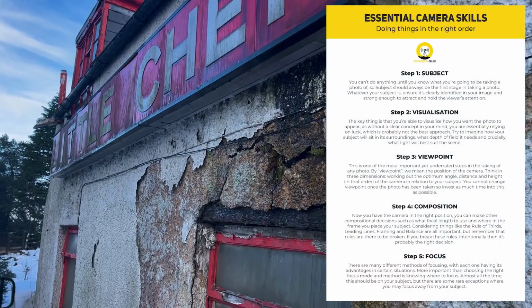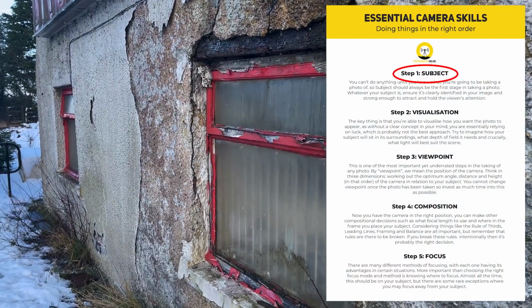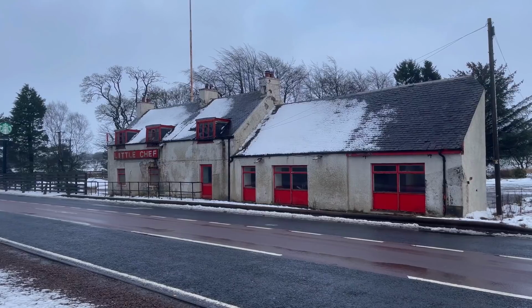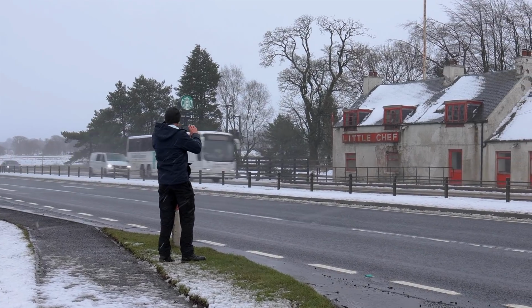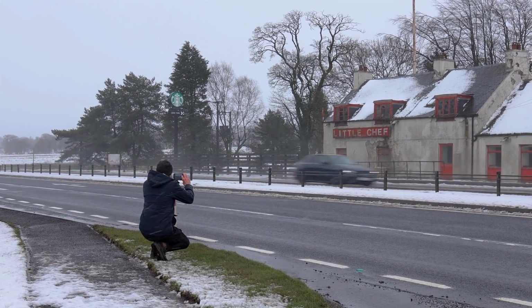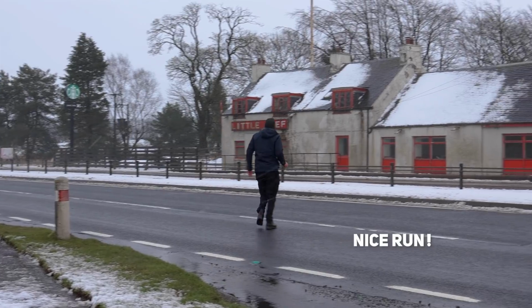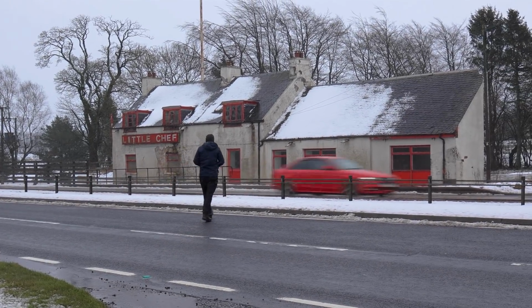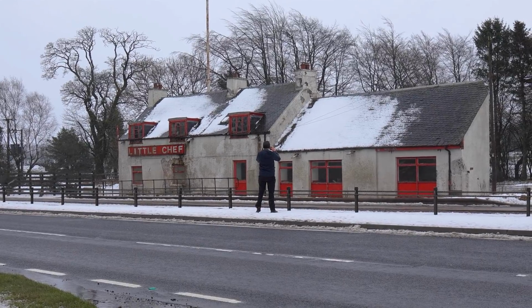Just as our ECS cheat sheet explains, the first steps to taking a photo are to find a subject and to visualize the image. I've done both of these. Here's our subject, and the visualization is depression. The next step is to work out the best viewpoint, meaning the position of the camera. Before I can decide that, I need to explore all the options. So let's explore all the options.